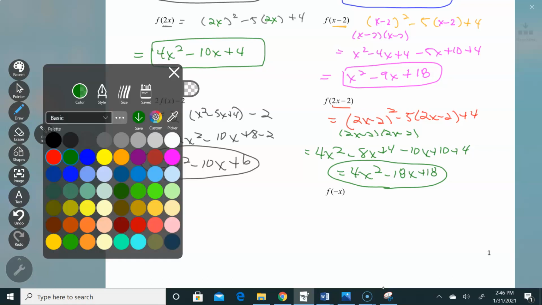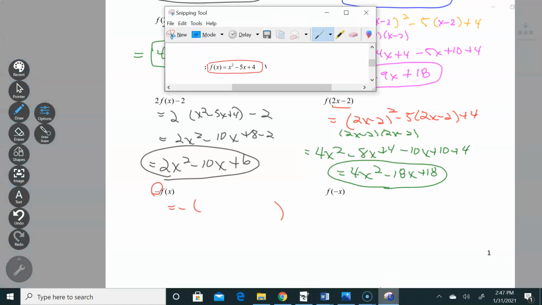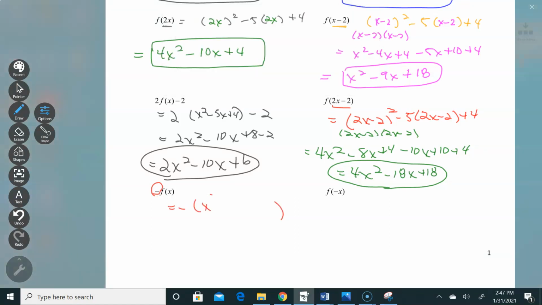This says take a negative sign here, so I'm going to do the negative of the whole function. Again, this function is this, x squared minus 5x plus 4. I get negative x squared plus 5x minus 4. This negative in front would be graphically flipping it over the x-axis, and this new equation in red would be flipped upside down compared to the first one.